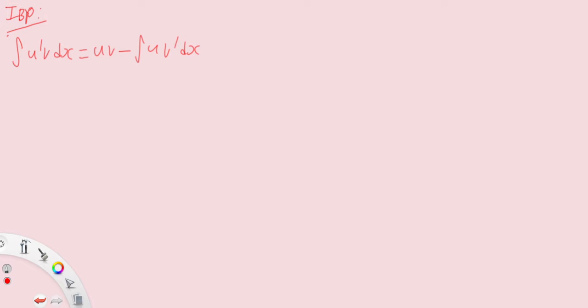Alright, so let's look at the example first. We have the integral of e^x sin x dx. So clearly we have one exponential times one trigonometry. There's no direct way to integrate this, and there's no substitution, right? Once an exponential, once a trigonometry, there's no substitution that could help you with this. As such, we'll use integration by parts.